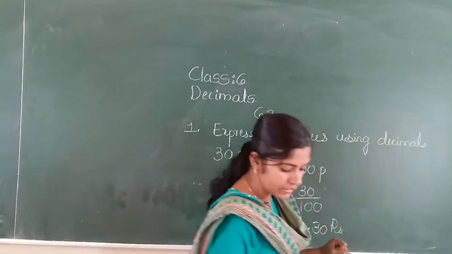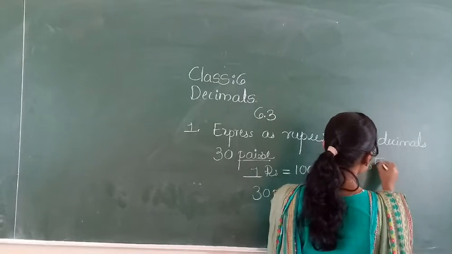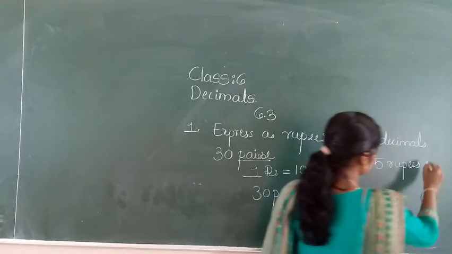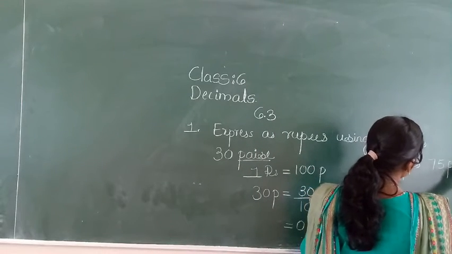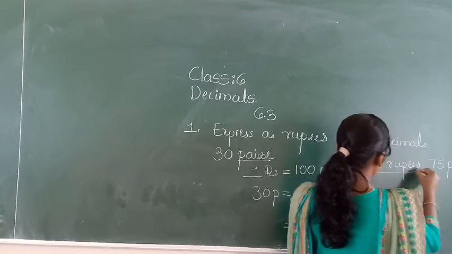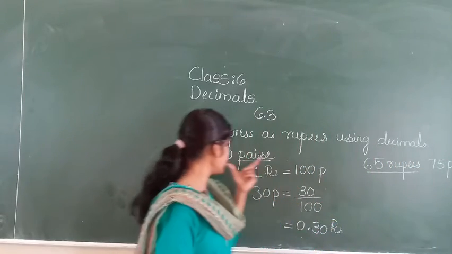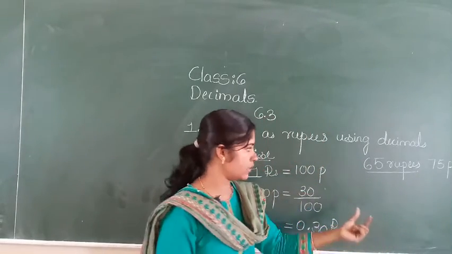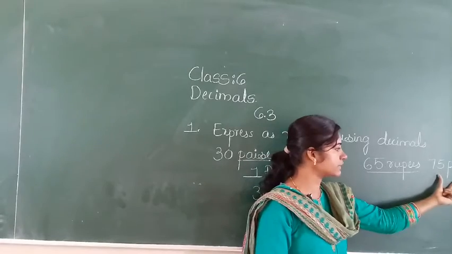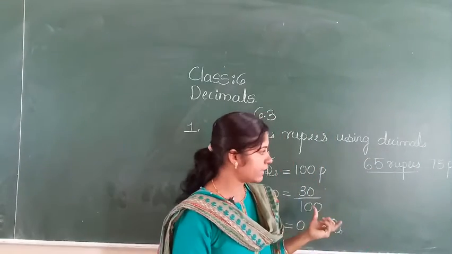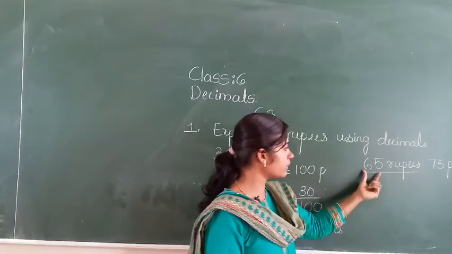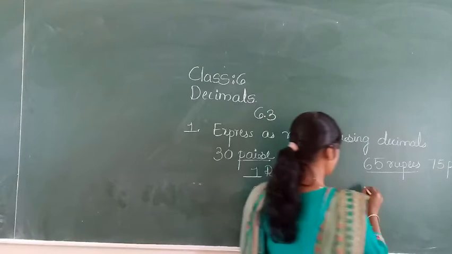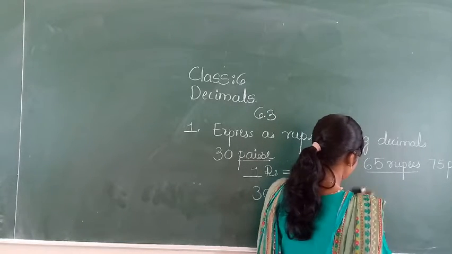Let me take one more example, and that is 65 rupees 75 paise. Already you know, in the previous one only paise was there, but here 65 rupees 75 paise is there. So don't disturb the rupees, you just convert the 75 paise to rupees, add and write the answer. Or else, you write 65 rupees as it is and take the 75 paise.